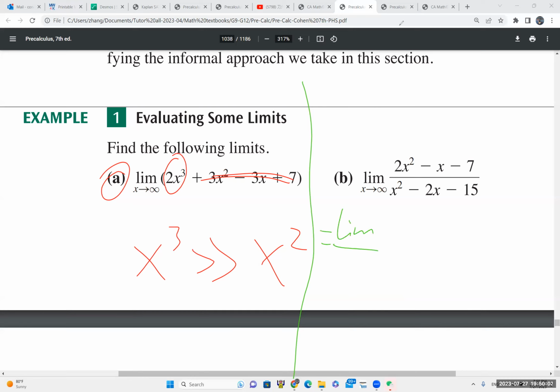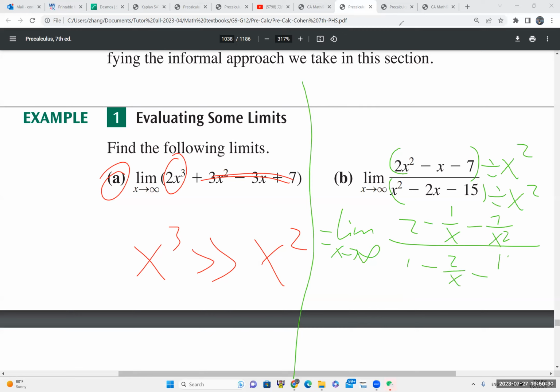Limit as x approaches infinity. We just divide both by x squared, right? Then the numerator goes to 2 minus 1 over x minus 7 over x squared, and the denominator goes to 1 minus 2 over x minus 15 over x squared, right?